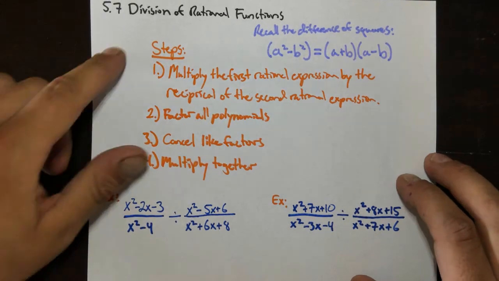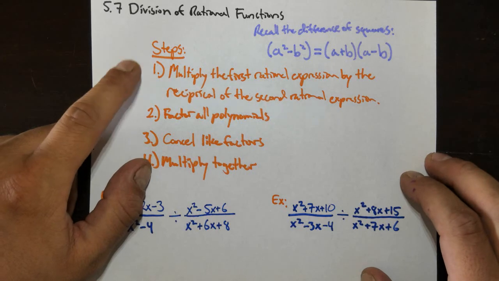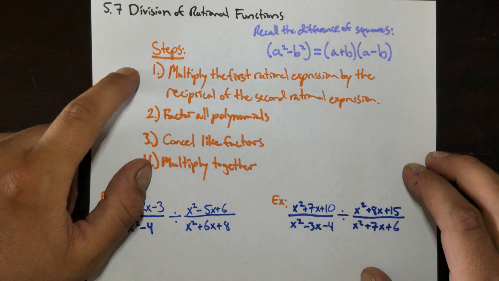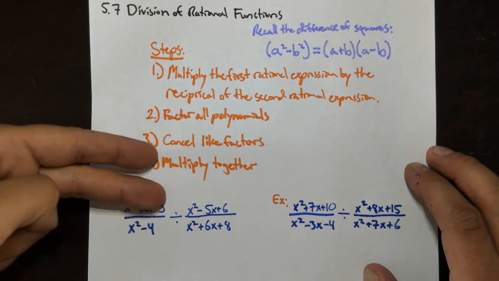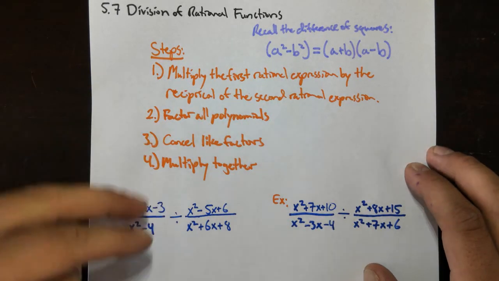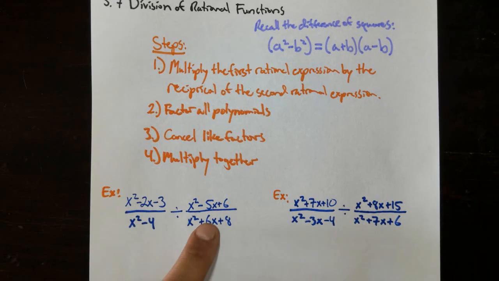So here are the steps. Step one, we need to multiply the first rational expression by the reciprocal of the second rational expression. So remember what a reciprocal is. Whatever's on bottom becomes on top, and whatever's on top becomes on bottom. This comes back to the idea that dividing by something is the same as multiplying by its reciprocal. So we're going to be multiplying by the second rational expression's reciprocal.